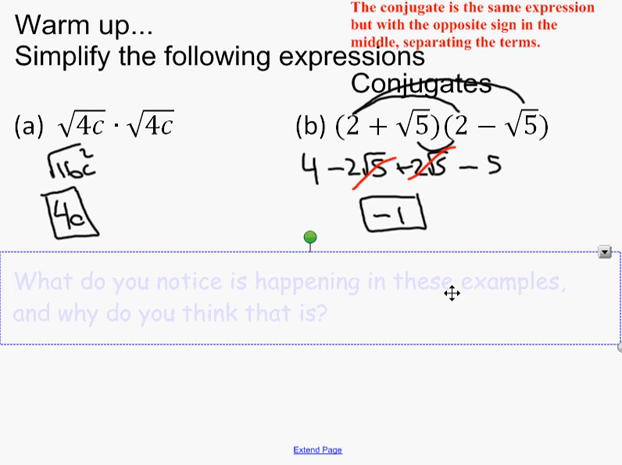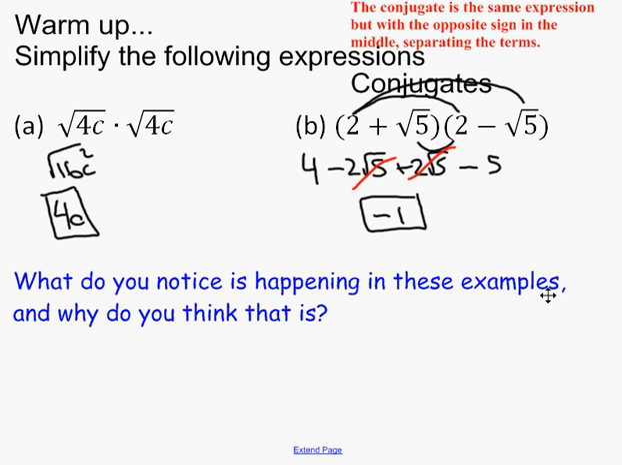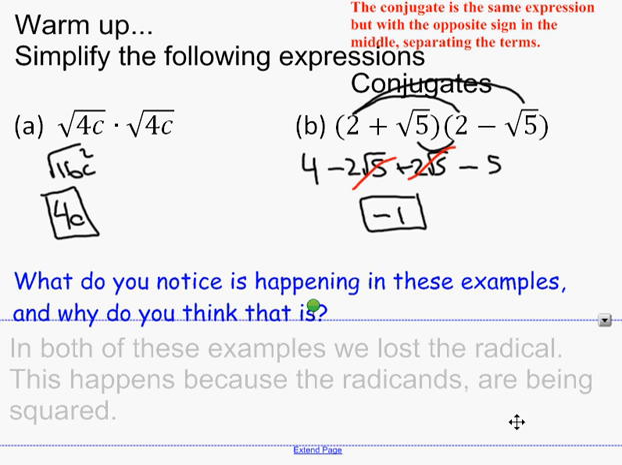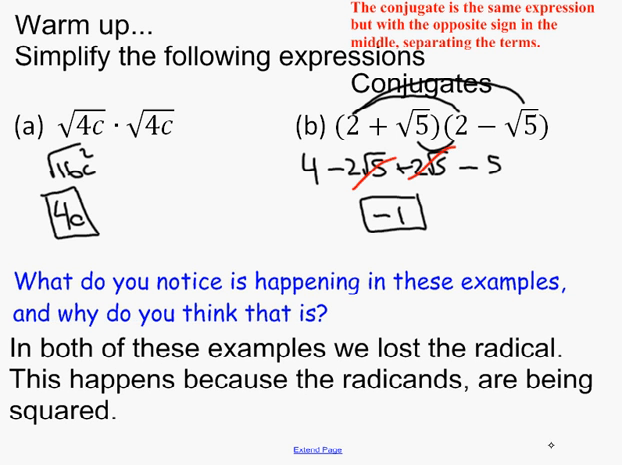So what do you notice is happening in these examples, and why do you think that is? Well, in both of these examples, we lost the radical. This happens because the radicands are being squared. So how do you get rid of the radical? Well, you get rid of the radical by squaring it.